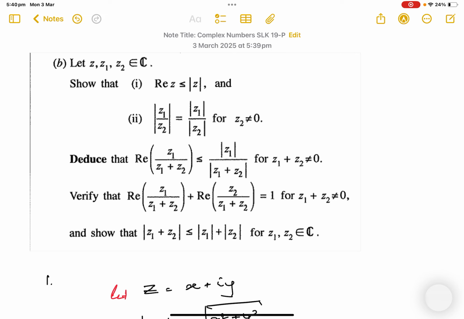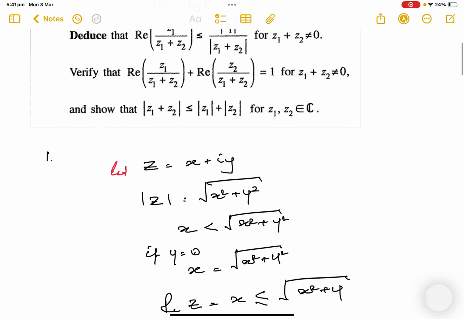A past question on complex numbers from a Sri Lankan A-level past paper. Let Z, Z1, Z2 be complex numbers, elements of the complex numbers. Show that, one, the real part of Z is less than or equal to the modulus of Z. The second part is the modulus of Z1 over Z2 equals the modulus of Z1 over the modulus of Z2, where Z2 is not equal to 0. Let's start with that.